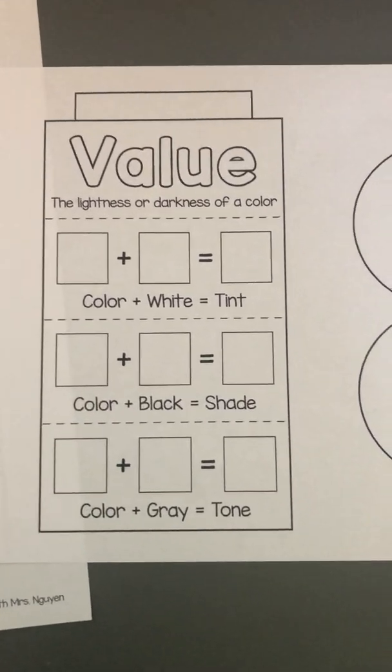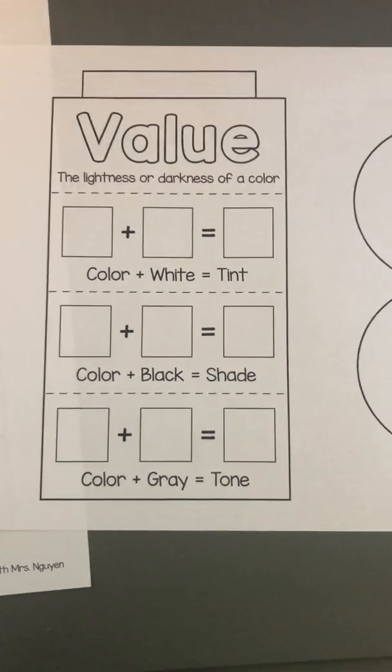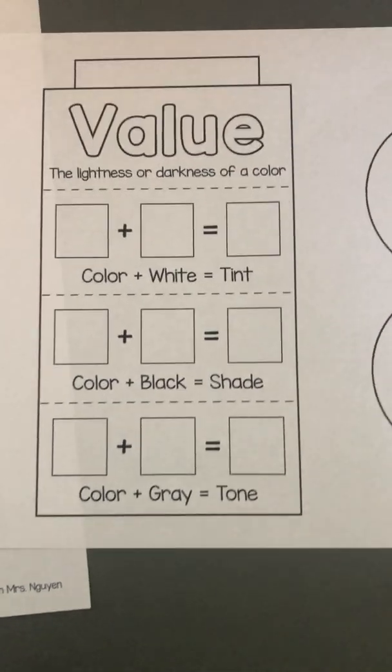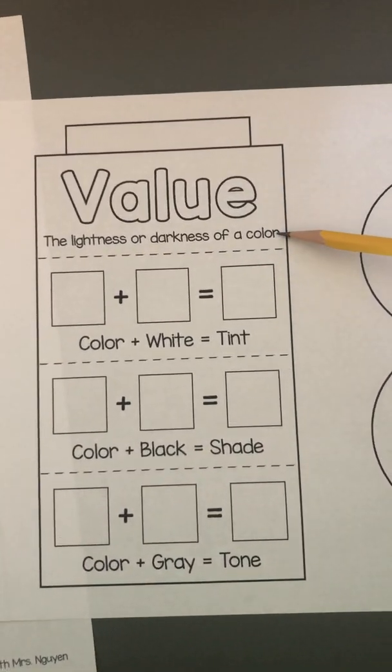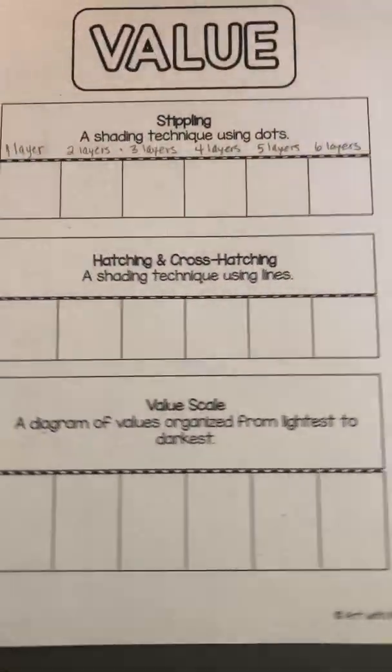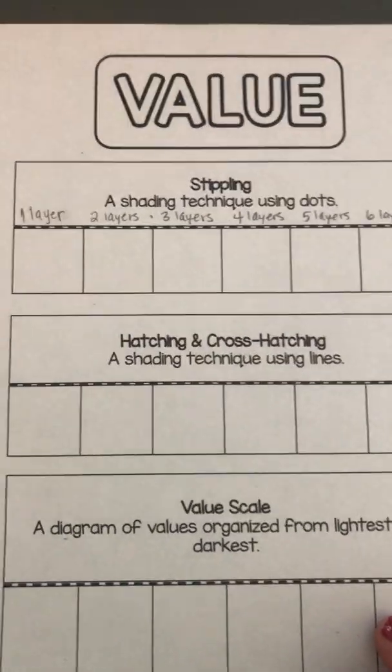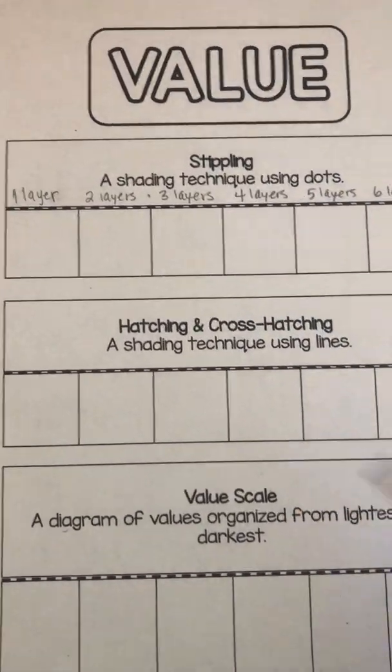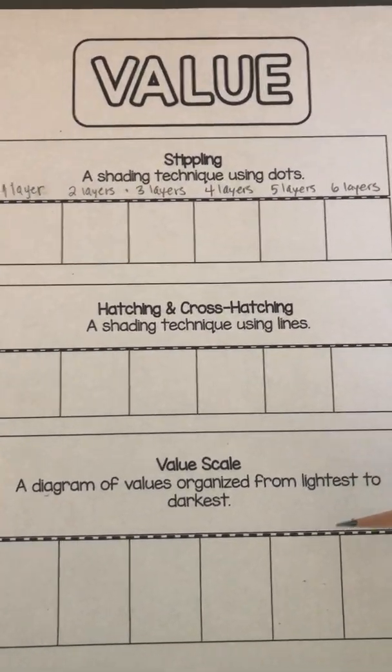So value we've talked about a little bit and we've used it before, we just haven't really focused on it. Value is the lightness or darkness of a color. So back when we were shading a sphere, we would show highlights and shadows. So that is value. So on this paper, I want you to do this one first.